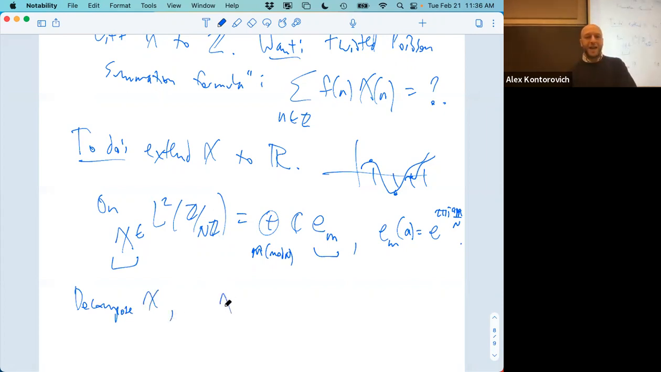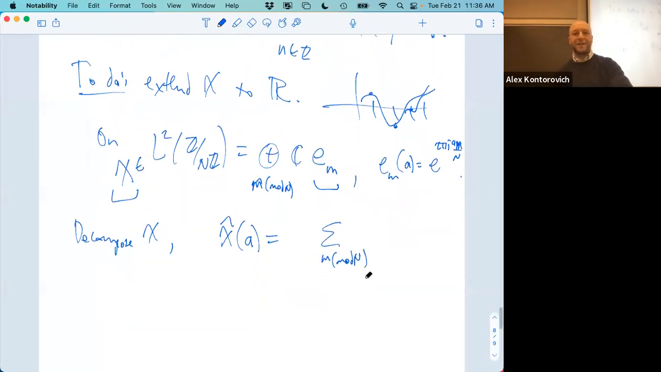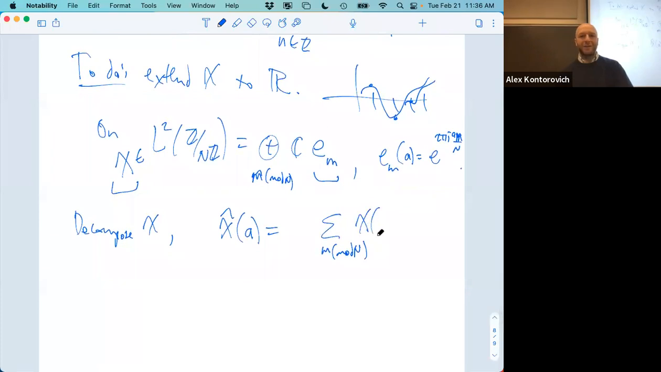So chi hat of A, say, will be a sum over M mod N of chi of M, E to the 2 pi I AM over capital N. And I like to normalize this with a 1 over root N. As you'll see in a second, that's a good normalization, just so that the Fourier transform and its inverse look the same.